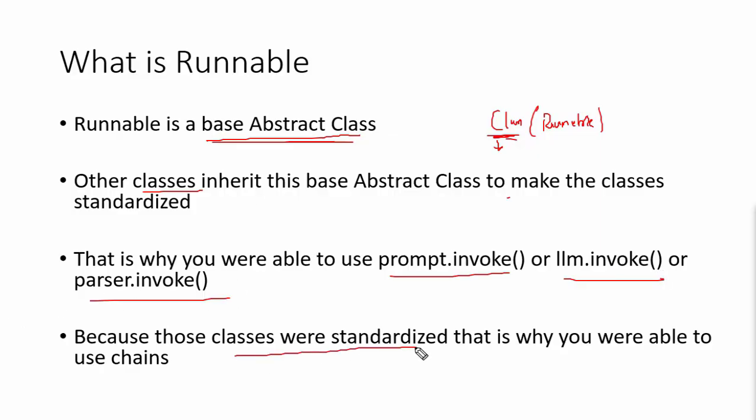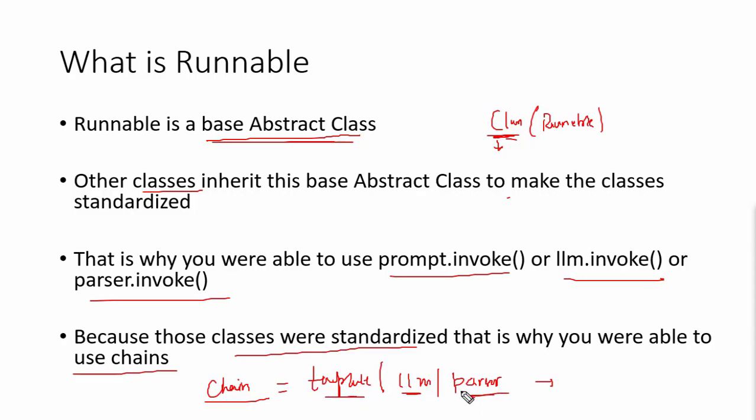Because those classes were standardized, you were able to use chains. I have already shown you the chain concept, where the template was passed to the LLM and through the LLM it was passed to the parser. So this kind of chain I have created. These chains are possible because these are objects of Runnable classes and those classes are standardized. Otherwise, you would not be able to use chaining like that.